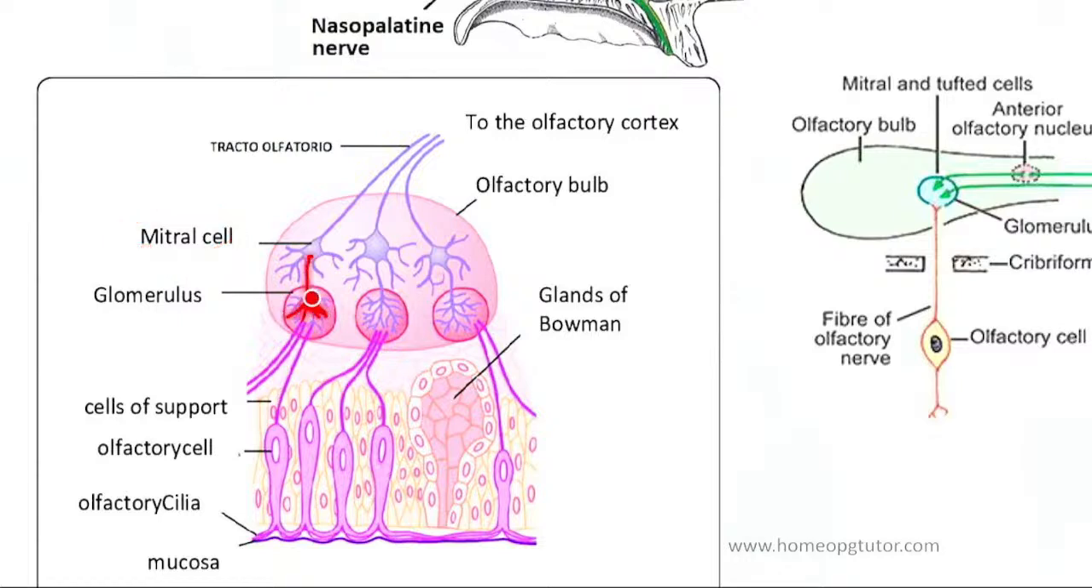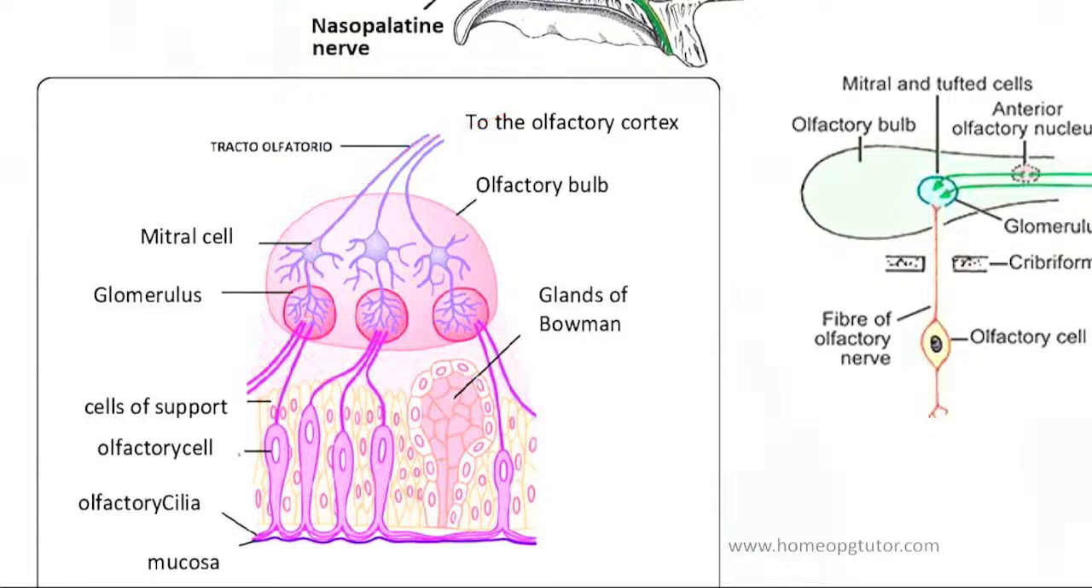Mitral cell projections enter a glomerulus, take up the stimuli or the signal via the olfactory cilia, and it is transmitted to the olfactory cortex. That is how the olfactory impulse is transmitted into the olfactory tract. The glomerulus is majorly a synaptic glomerulus. What occurs there? Synapse occurs. The first order neuron runs from the olfactory cilia to the glomerulus. The second order neuron originates in the glomerulus and goes to the olfactory cortex.